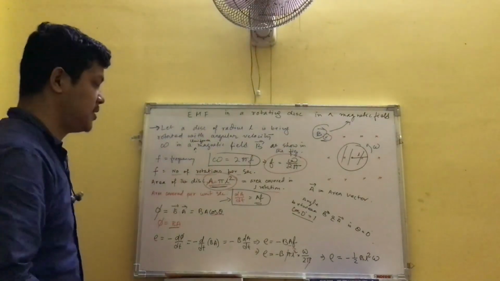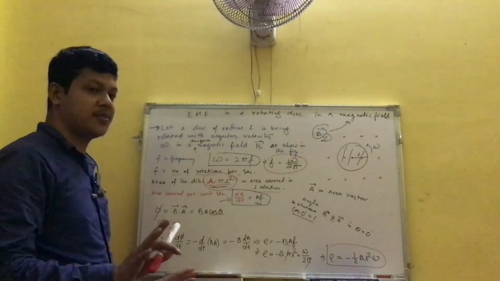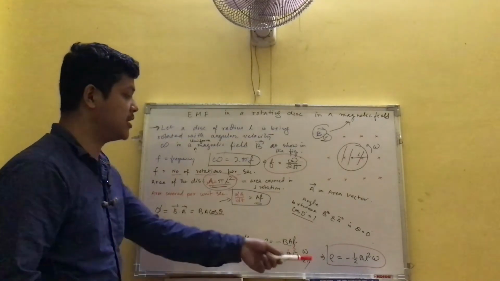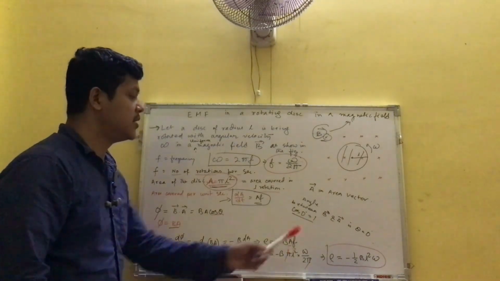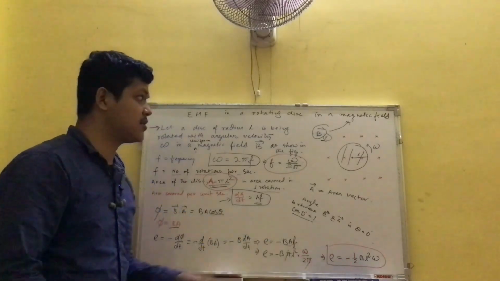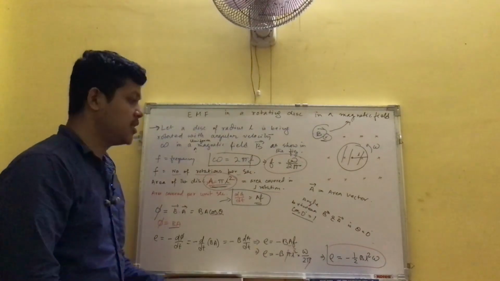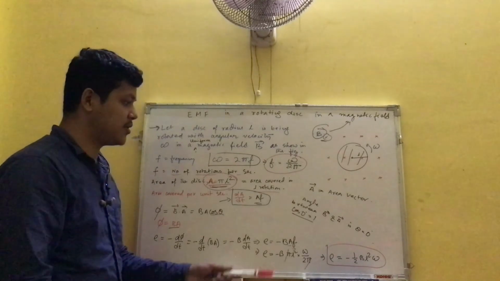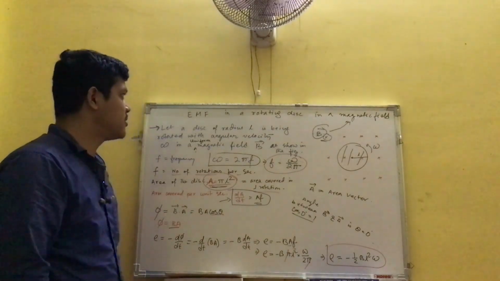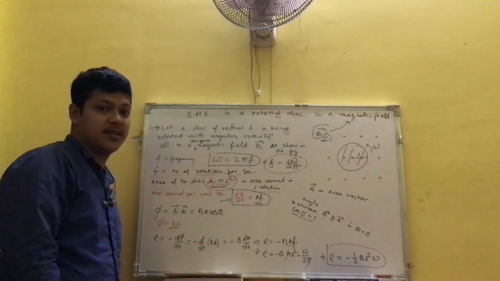So I hope you have understood this. This is the required expression. Again I am telling you, you don't have to use this minus sign when you solve numerical problems and calculate the magnitude of EMF. This minus sign comes from Lenz's law, because Lenz's law says that the EMF produced opposes its cause. That's why this minus sign comes, right? So this is all about EMF in a rotating disc in a magnetic field. I hope you have understood.